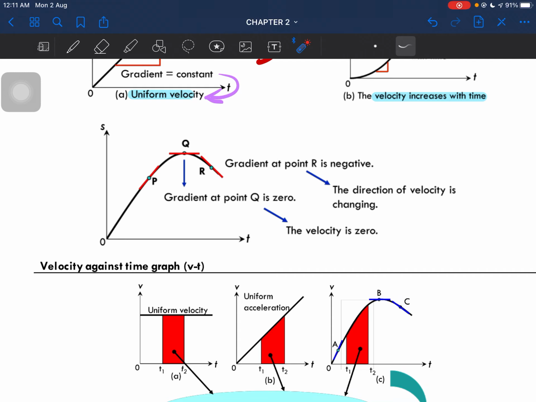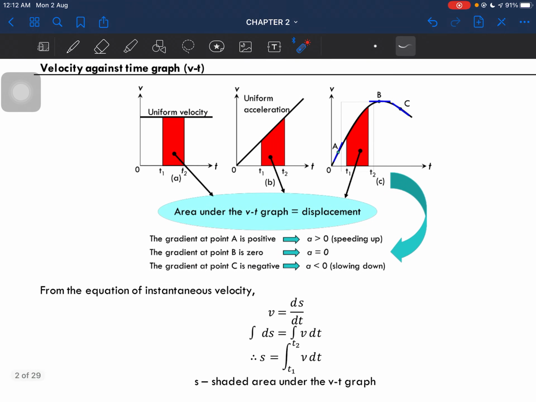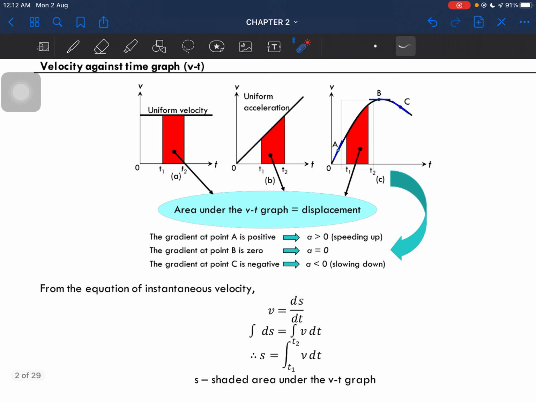And then for this one, the distance goes from a higher value going down. It means that the gradient is negative, in which showing us that the direction of the velocity is changing. Okay, so if there is negative, it means the direction is changing. Okay, this one is the same as the one above. Right, so now we are going to look at velocity against time graph.